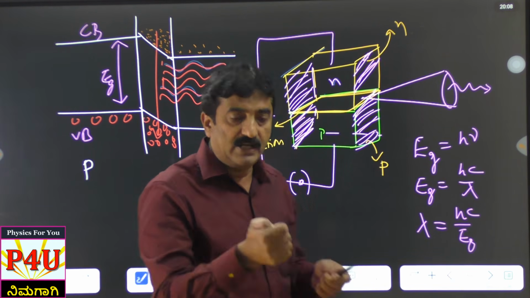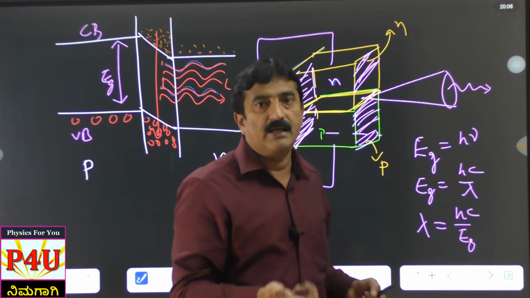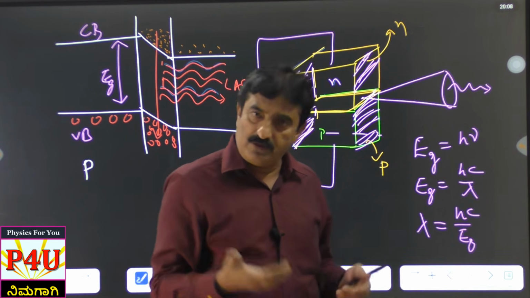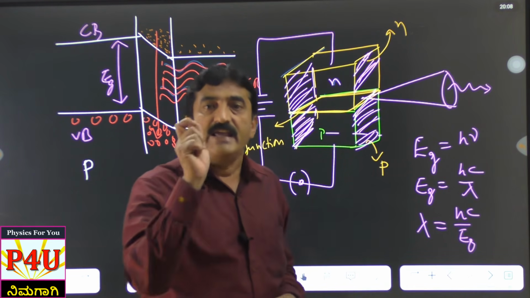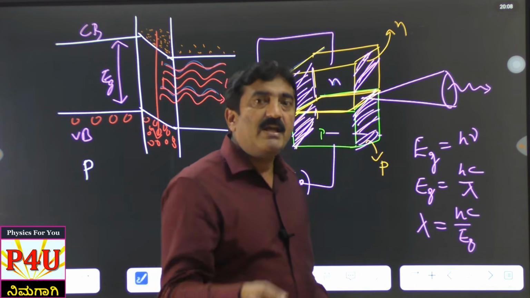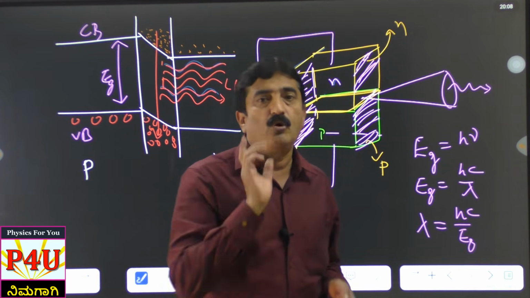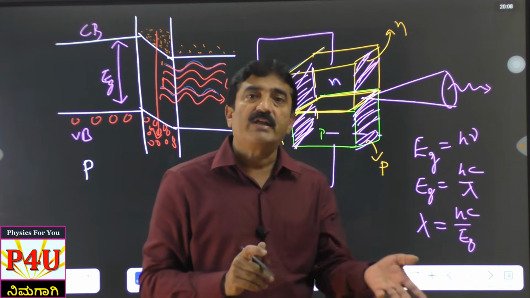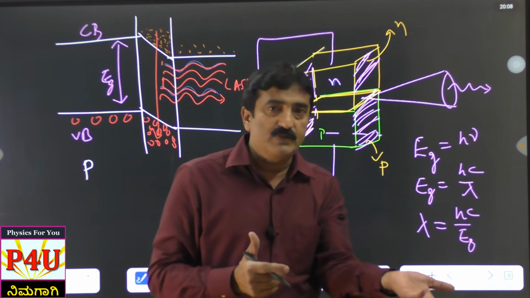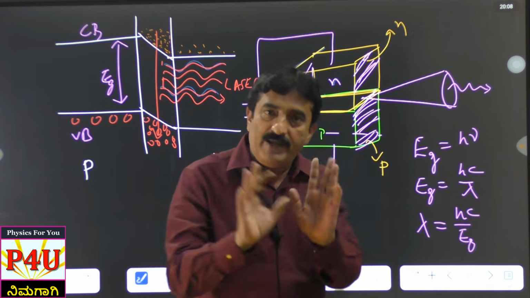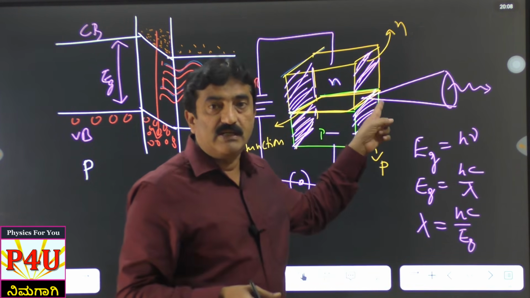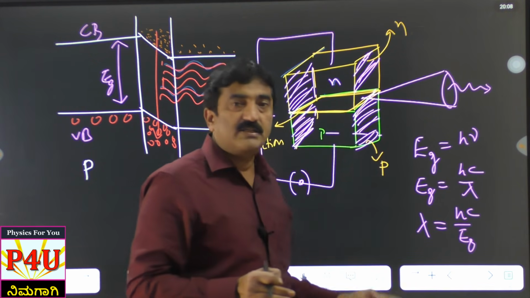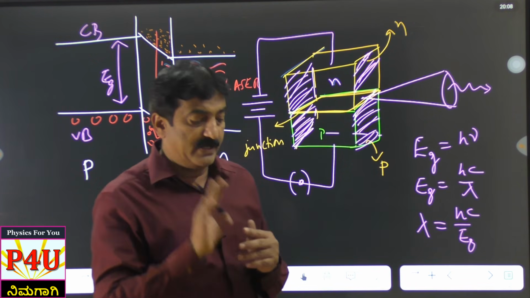That's why we have red, blue, pink, green and white color lasers, and LEDs are also available. The only difference between LED and laser is that LED works at lower current with less doped semiconductor, while laser works at high current with heavily doped semiconductor. Otherwise the mechanism is the same. Both LED and laser emit light at the junction itself. So with this I conclude the discussion of construction and working of semiconductor laser.